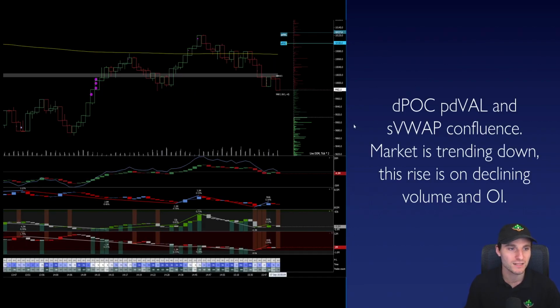Okay, what you can see here is daily point of control, previous day value area low, and session VWAP confluence. So the market is trending downwards, and as you see this rise, this is where you start to have to gauge the momentum. So you can see here, what's the first thing I'll ask you: what do you notice on this move up and this move up? Let's see if you notice it.